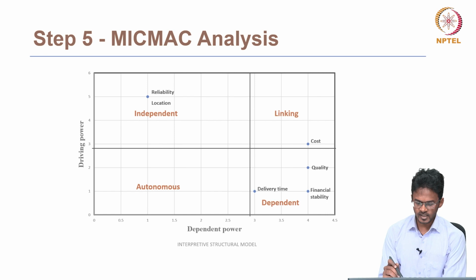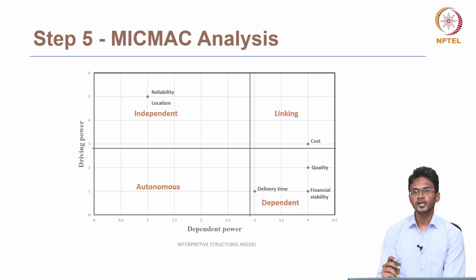we can classify the factors into dependent, independent, linking and autonomous. In this example we can see that dependent factors are delivery time, quality and financial stability. These factors are more dependent on others, and cost is a linking factor. It means that cost acts as a linking variable between the factors. These linking factors are the main reason for the indirect relationship between the factors.